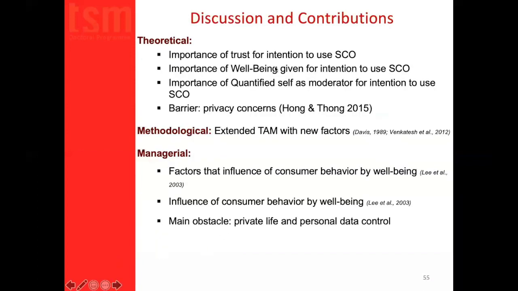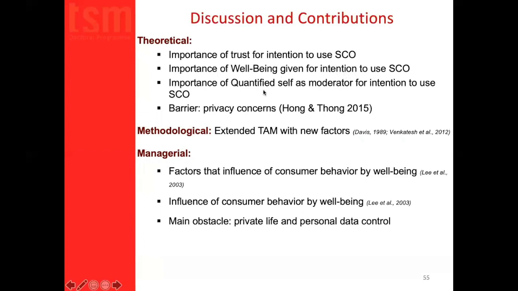Furthermore, we show the importance of trust for intention to use smart connected objects. And so we see that it's a highly important mediating variable, and the higher the trust, the more smart connected objects will be used. We show the importance of well-being. It's important to enhance technology acceptance models with well-being because it's highly relevant and significant. And so we are, to our best knowledge, the first having introduced well-being in a technology acceptance model and tested the positive influence on intention to use SCO.